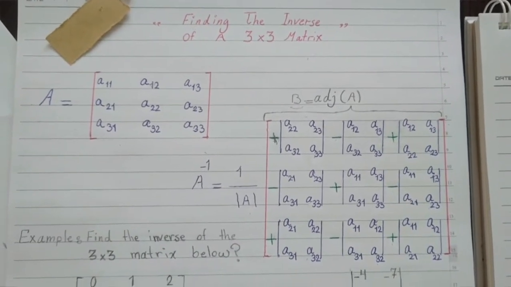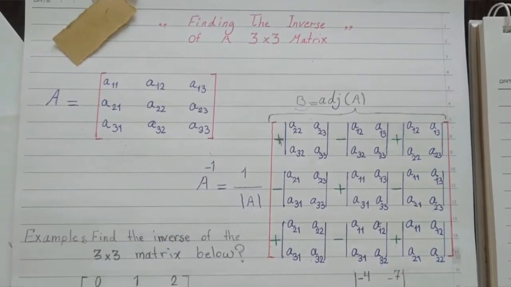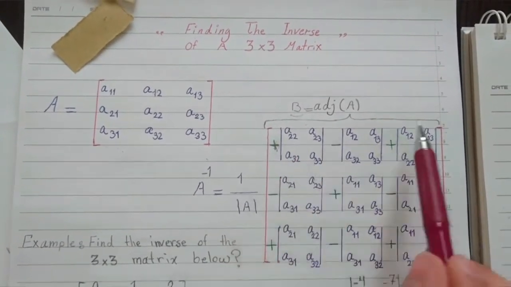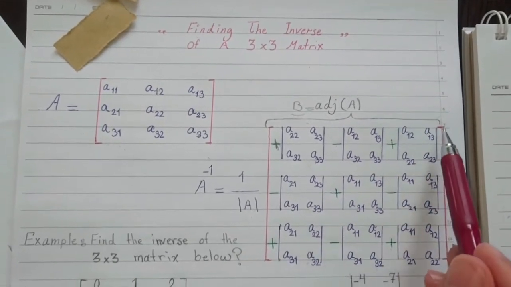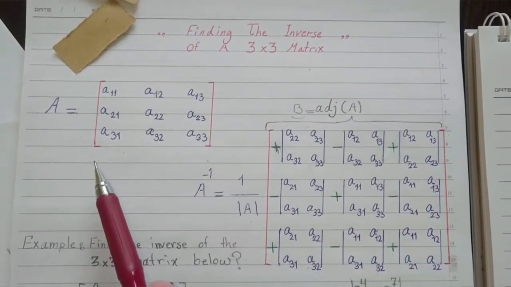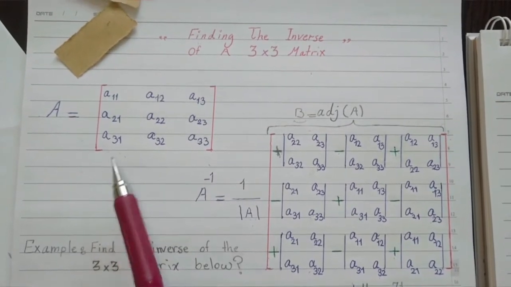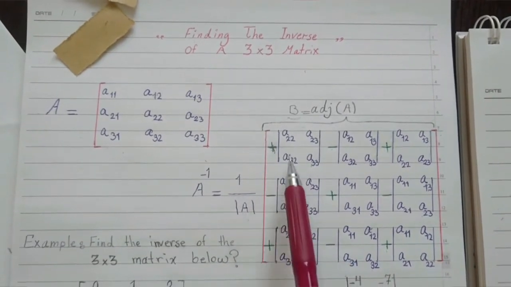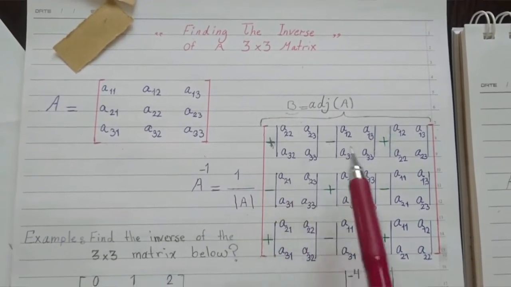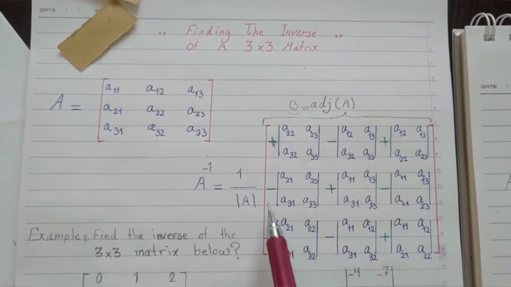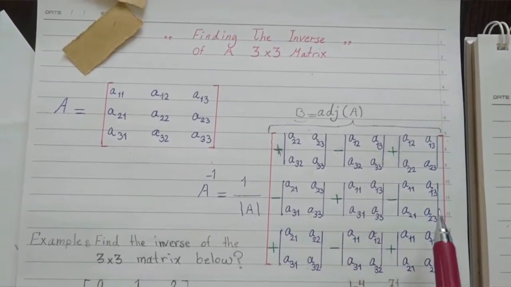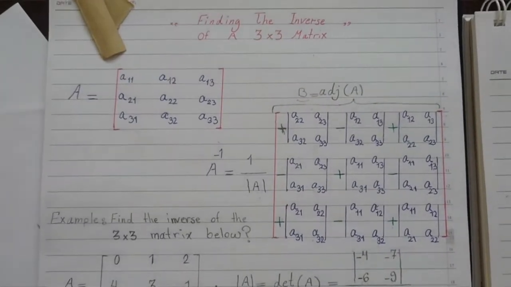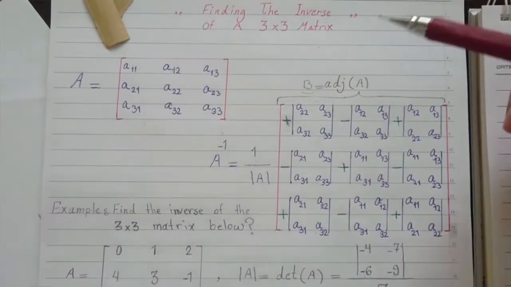There is a formula for finding the inverse of a 3 by 3 matrix, which is equal to 1 over the determinant of our matrix times another matrix, which is called the adjoint of the matrix in linear algebra. We suppose that this matrix is called B, so our elements are going to be B sub 1 1, B sub 1 2, B sub 1 3, B sub 2 1, B sub 2 2, B sub 2 3, B sub 3 1, B sub 3 2, and B sub 3 3. Okay, how do we find our elements?